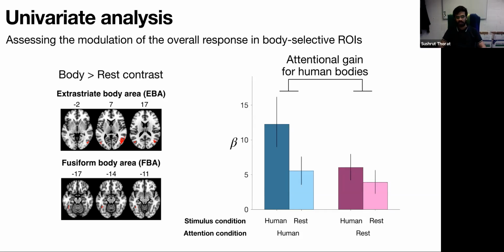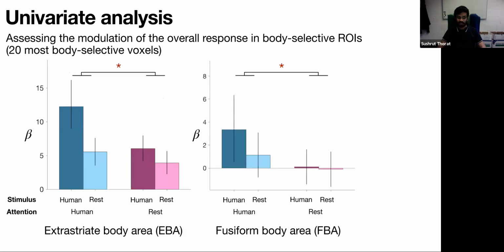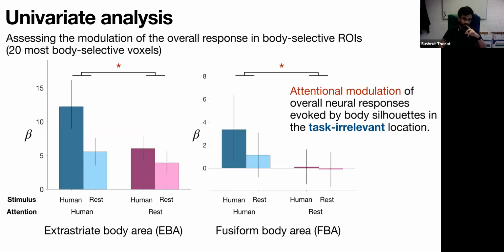Now you can ask questions like, do you see this in both ROIs? And it seems that we see this attentional gain modulation for overall responses in both ROIs, in both EBA and FBA. The attentional gain effect in EBA is greater than FBA, but it's nevertheless present in FBA. So just to recap here, we do find attentional modulation for body silhouettes in the task irrelevant location. So you never had spatial attention there, but you still see this feature-based attention signal. So you are looking for human bodies everywhere in the visual field, even if the relevant locations are the vertical boxes.